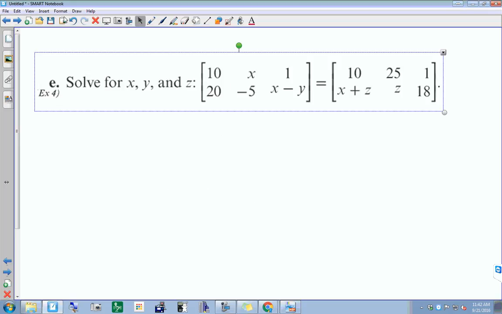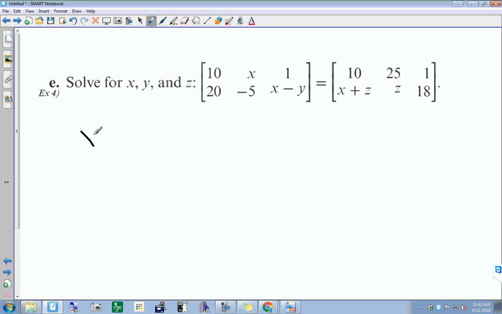I'll give you 2 minutes on this one to kind of think about it. A little on the trickier side. You've got to find one for X. You've got to find what Y is going to be, and you've got to find what Z is.